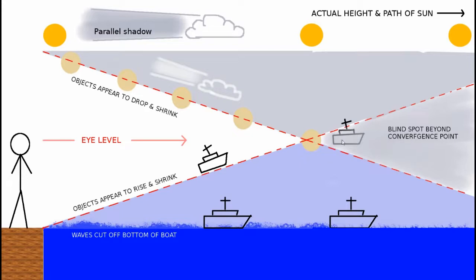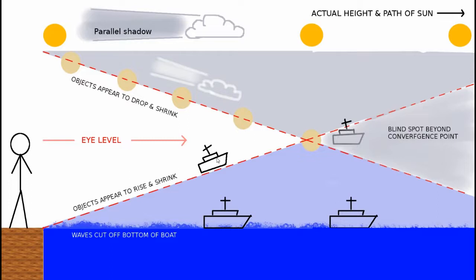Okay, so from this point here, even if the sun is shining on this object, that light reflected from the boat is not getting back to us past this convergence point. It's just too far away, and of course, as we said, around here everything is getting condensed into the horizon.